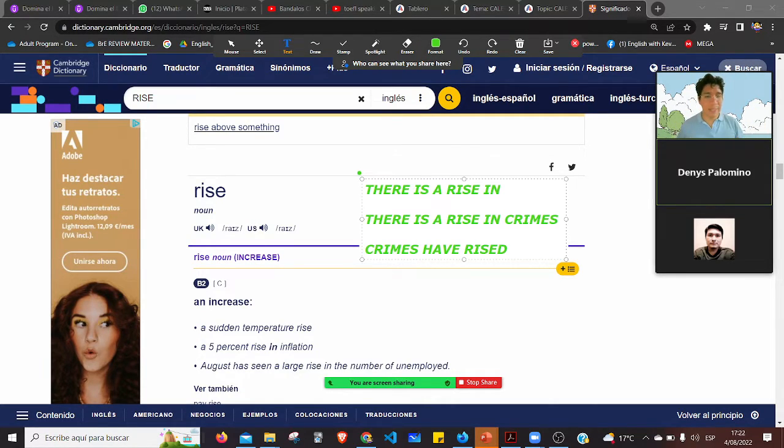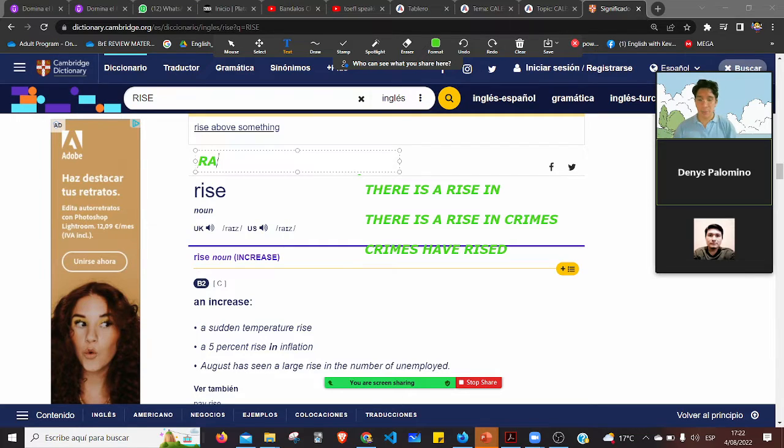I know you know it is said rise, crimes have risen, but I want you to say something more difficult: there is a rise in crimes. How would you say, there is a rise in prices? There is a rise in the prices, in the prices or in prices. Of course, because when you refer to a general idea, you don't use the article. Do you remember? Like the love or love. You got that part?